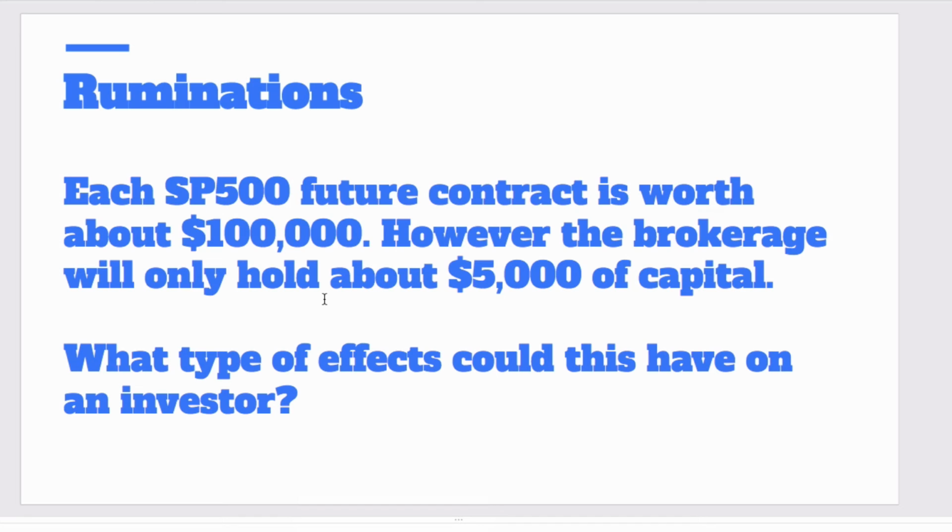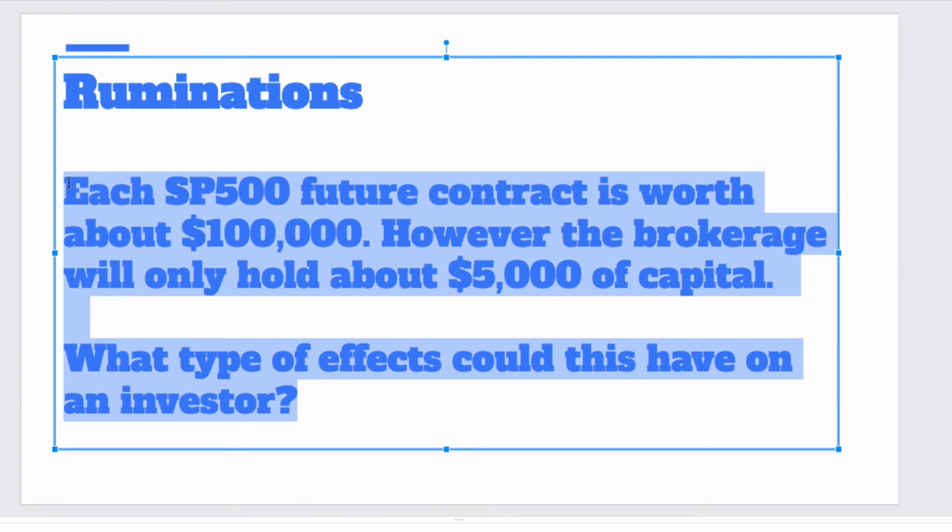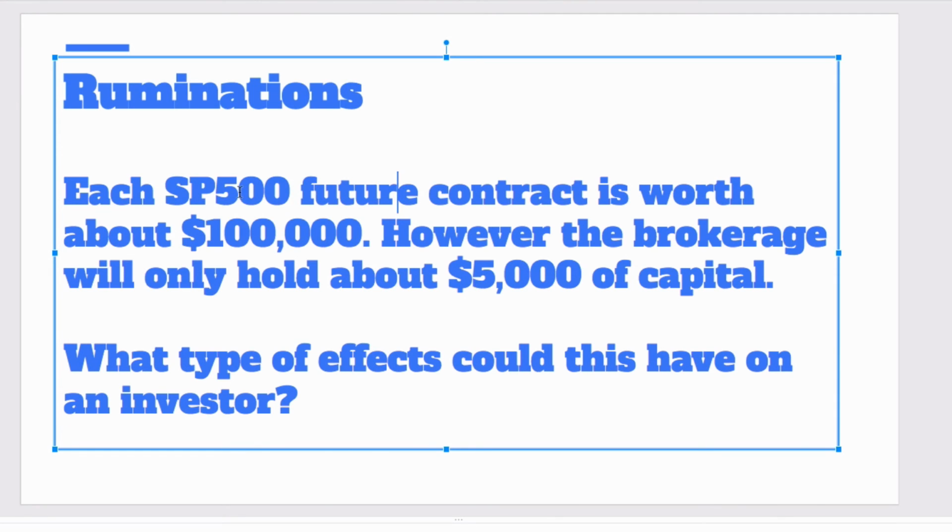So, ruminations. Welcome to the ruminations portion. Just thinking about that futures contract that I talked to you about. If you wanted to buy into the SP 500 market and you were an investor with a decent amount of coin in your pocket, you could buy what's called an E-mini future for SP 500. Its value is about $100,000. It's a little bit over that right now, but that works for this particular example.